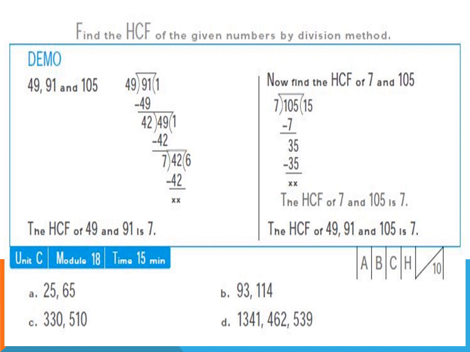Since 7 has completely divided 105, the HCF of 105 and 7 is 7. And look at the left hand side. Since 7 has completely divided 42, the HCF of 49 and 91 is 7. Thus, the final concluding sentence will be: the HCF of 49, 91 and 105 is 7.